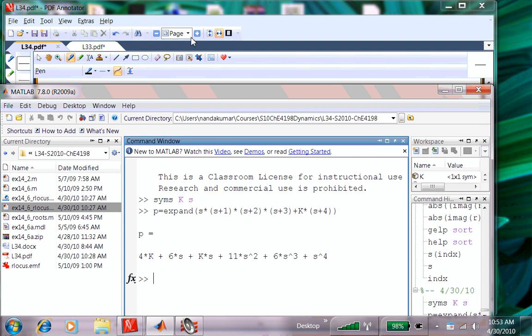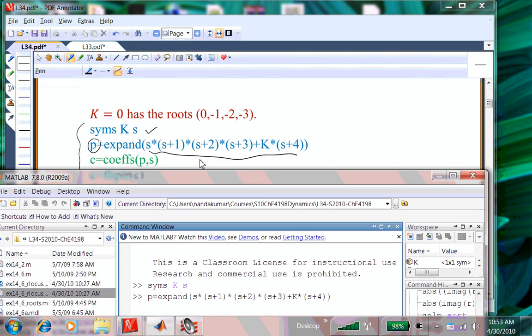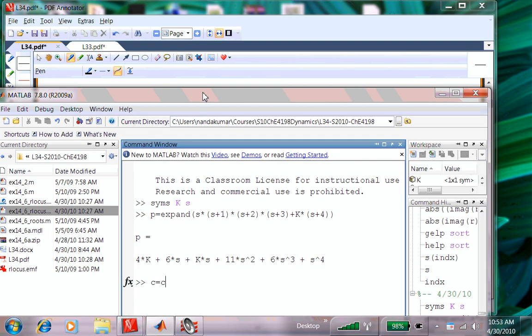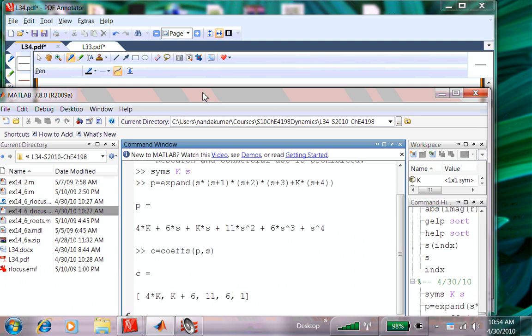So I'm going to call this C equals COEFFS. Put the polynomial in and say treat it as a polynomial in S. The first argument is the expression itself, the polynomial expression. The second one identifies which of those symbols should be treated as a variable. Treat everything else as a constant and collect these terms. What do you notice about that coefficient? It's backwards. That's what I wanted you to notice first.